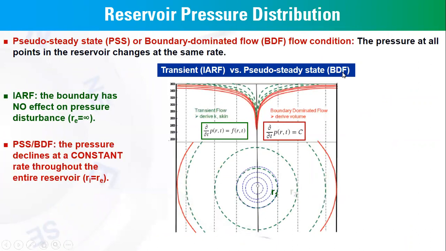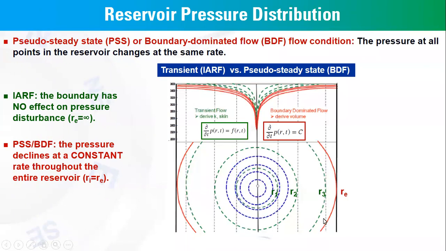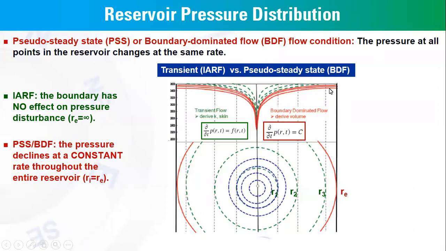As a comparison between transient and pseudo-steady state flow, this is the pressure disturbance or pressure transient. As you can see, at time t1 we have radius r1 and so on. At time t3 we have r3. As long as the pressure disturbance doesn't reach the reservoir boundary, we have the transient flow regime, or the pressure transient, as you can see in the green color lines. While once the pressure transient reaches the external boundary of our reservoir, we have boundary dominated flow or the pseudo-steady state flow period. In this case, the pressure profile will decline throughout the entire reservoir at a constant rate, or at the same rate, as you can see in the red color lines.